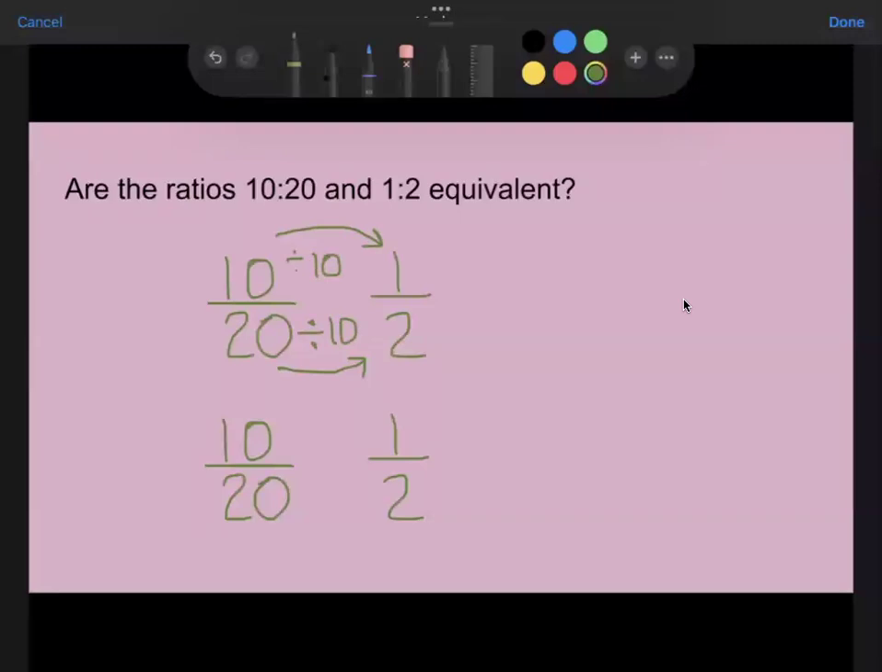Now here's a second way we can tell. We can do cross multiplication like this and like this. If we cross multiply and we get the same number, then these ratios are equivalent. So 20 times 1 is equal to 20. 10 times 2 is also equal to 20. So since I cross multiplied and I got the same number, that means that yes, these ratios are equivalent. So either way that you do it, you're going to end up with the answer of yes.